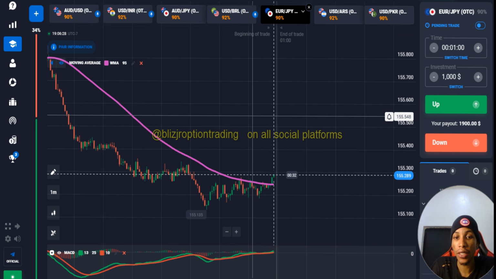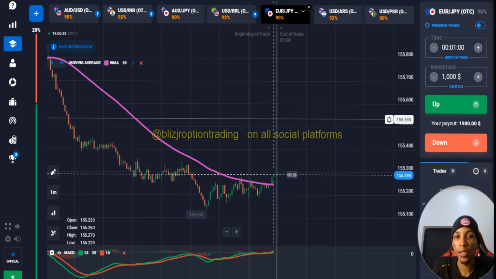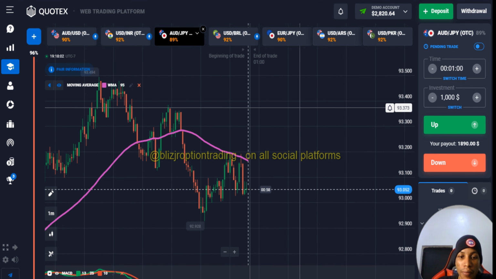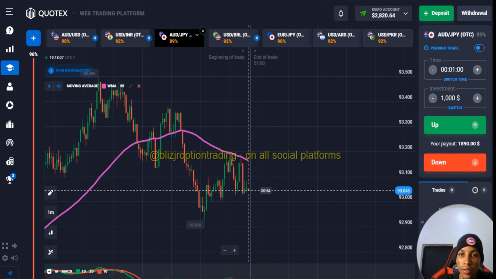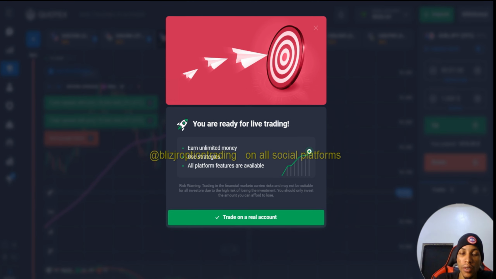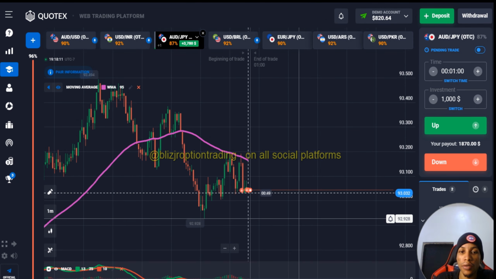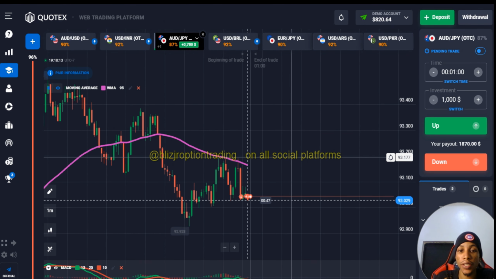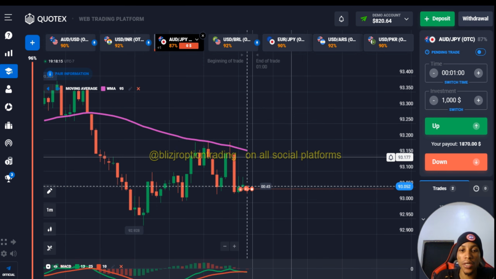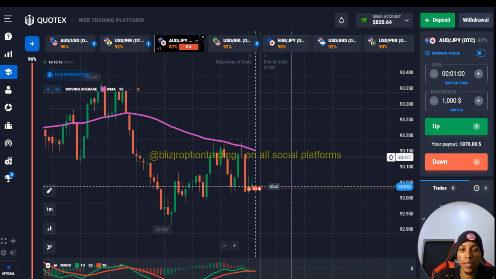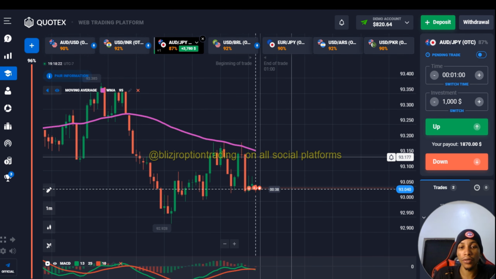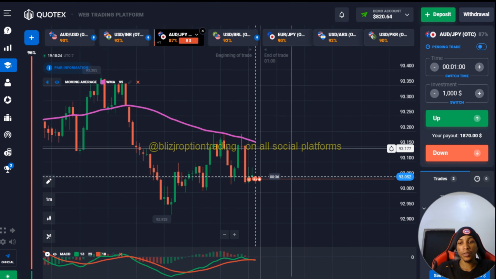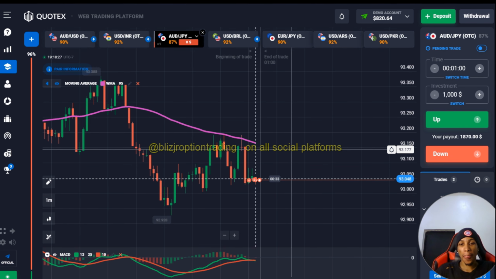I think we are taking a 5 to 6 trade. Okay, guys, this is a perfect time to take this trade, and I will explain why I took this trade after the closure of the candle and the trade.